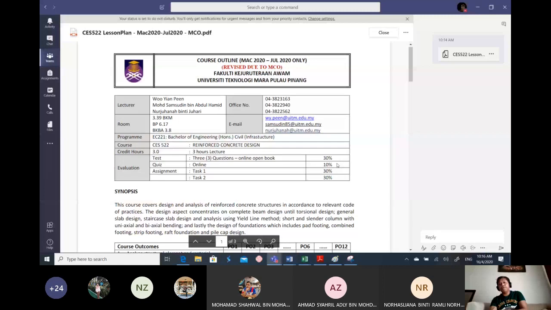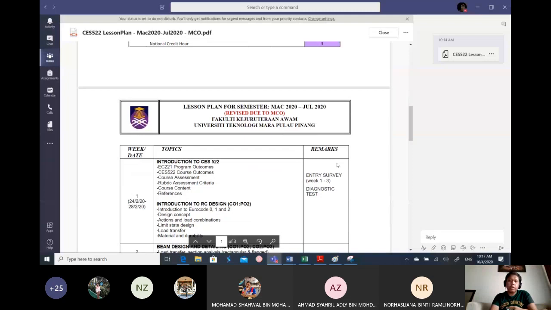Okay, and then assignment, we have two assignments. Assignment one, task one, and then assignment task two. Task one is make sure you have your own notes beside you, so you may jot down any information that I deliver to you. So task one will cover slab, beam, and also torsion. Task two akan cover for column. Torsion saya tak masuk lagi, nanti saya akan masuk kemudian. Saya masuk slab dahulu. So ini information yang sama.